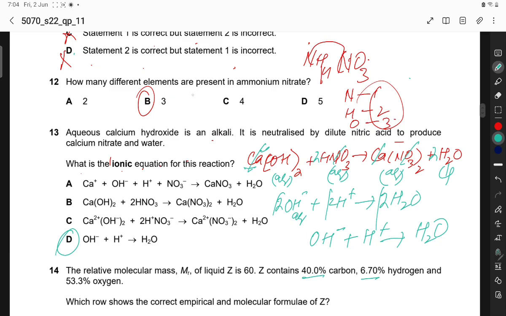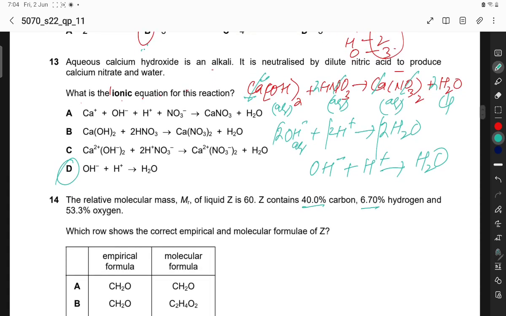How many different elements are present in ammonium nitrate? Nitrogen, hydrogen and oxygen. There are 3 different elements present in ammonium nitrate. Option B is correct.